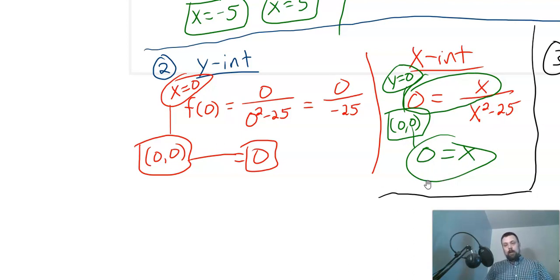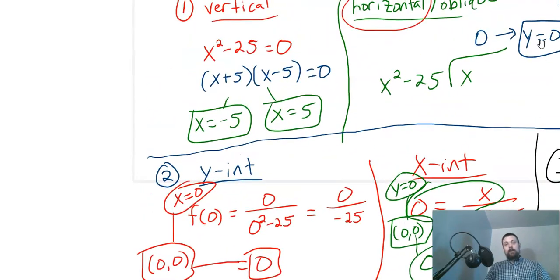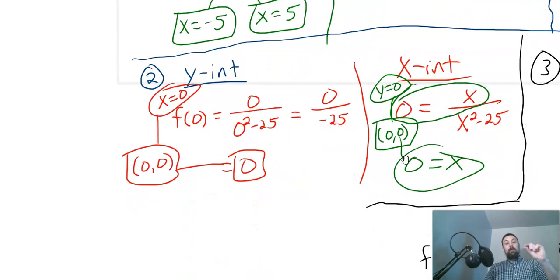Now, what makes this problem different from the previous ones is that point, that y-intercept, is exactly on the horizontal asymptote, right? The horizontal asymptote is at y equals 0. This point will be on the horizontal asymptote. And so this is the first example that we're seeing of one of those exceptions where the graph actually crosses the asymptote once. And so we'll see what that looks like in just a second.